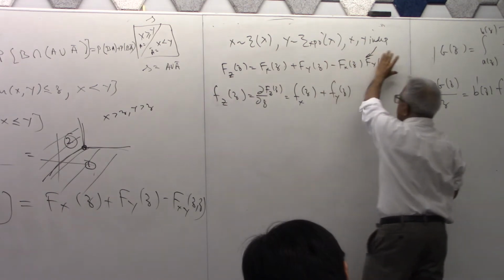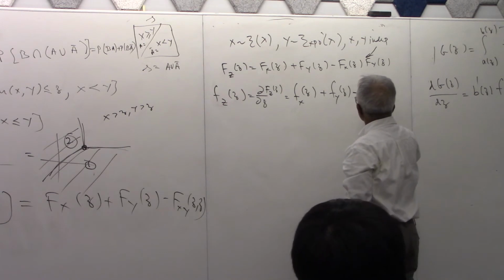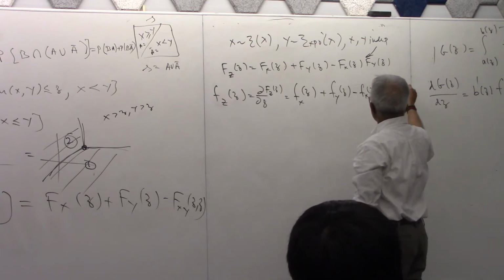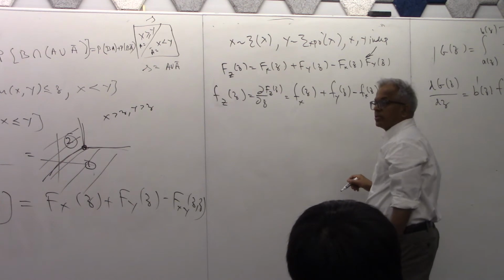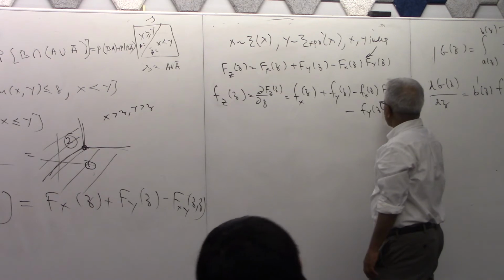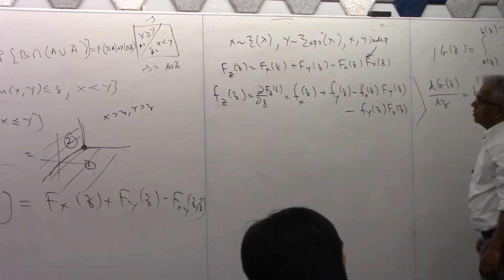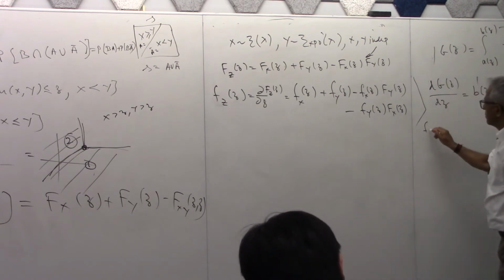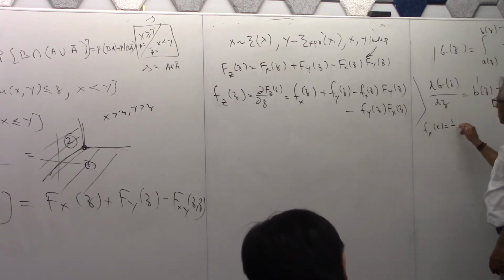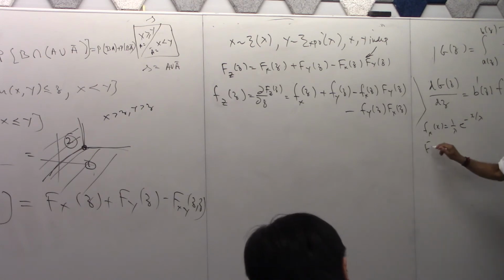How do you find the derivative of this with respect to z? Chain rule, right? Alright, so let's substitute. So f_X of x is 1 over lambda e raised to minus x over lambda. So we need the distribution function. Anybody remembers how to compute the distribution function?